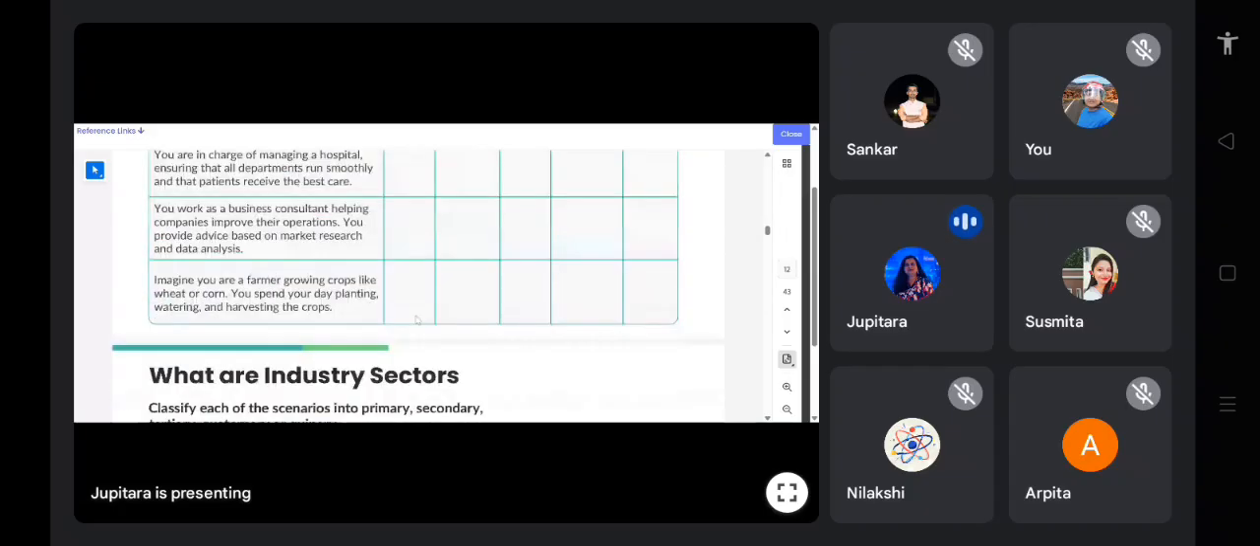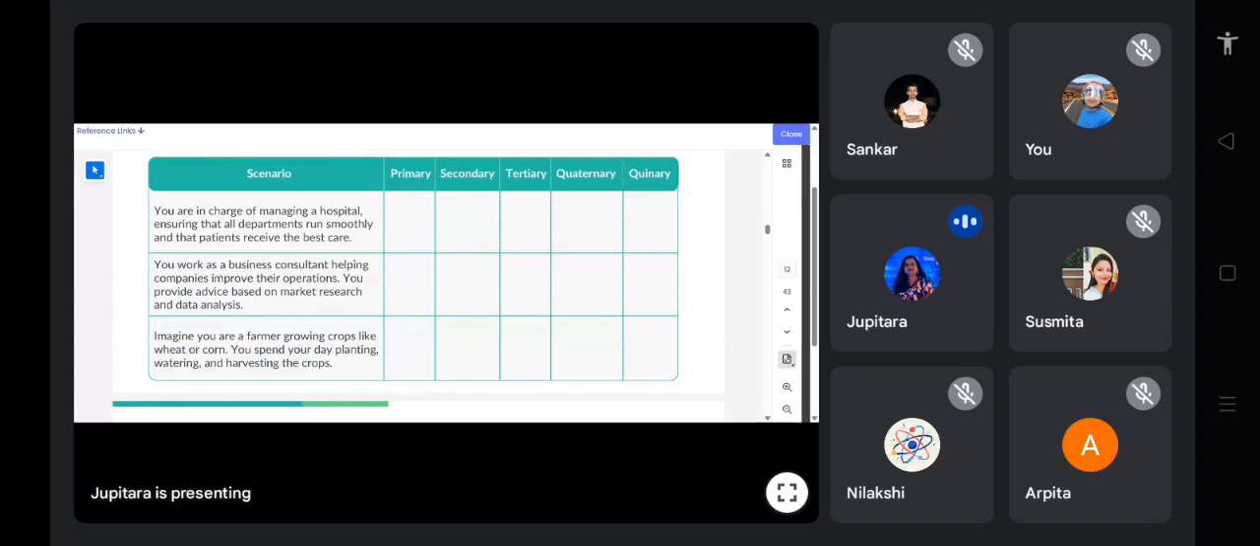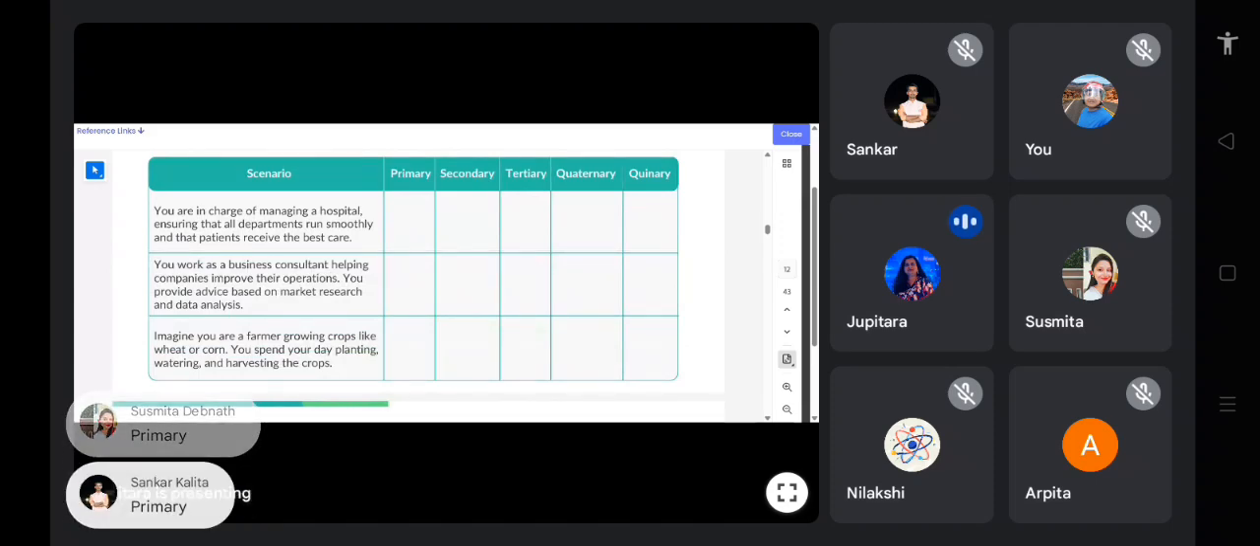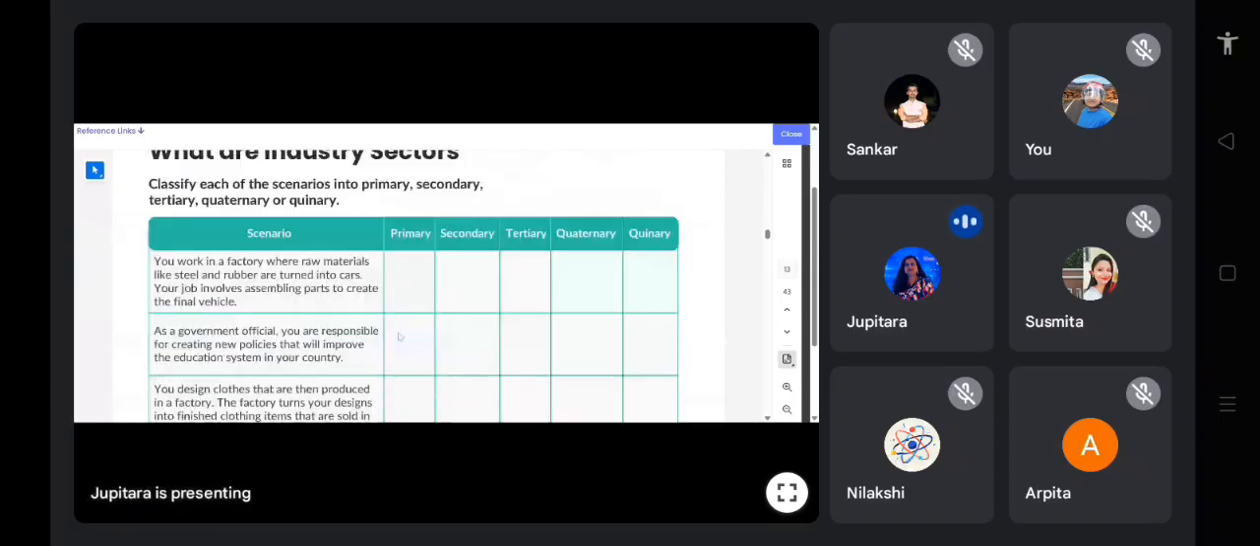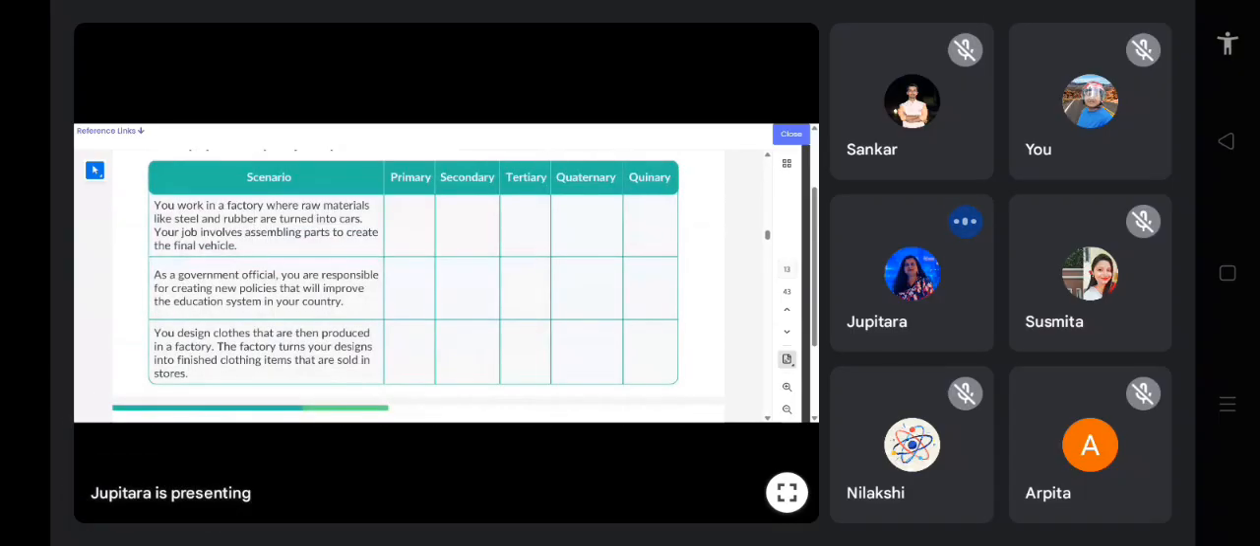Then imagine you are a farmer growing crops like wheat or corn. You spend your day planting, watering, and harvesting the crops. Which category do you belong to? Primary. Yes, correct. Next, you work in a factory where raw materials like steel and rubber are turned into cars. Good. Secondary.